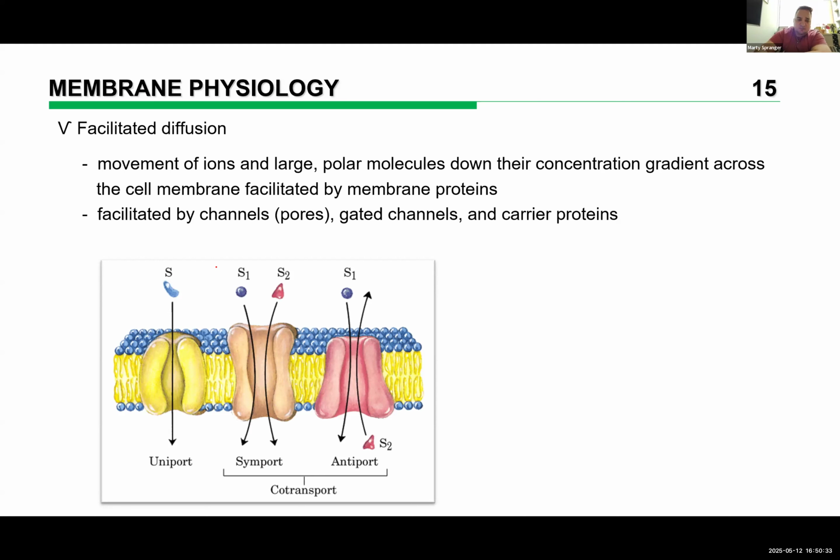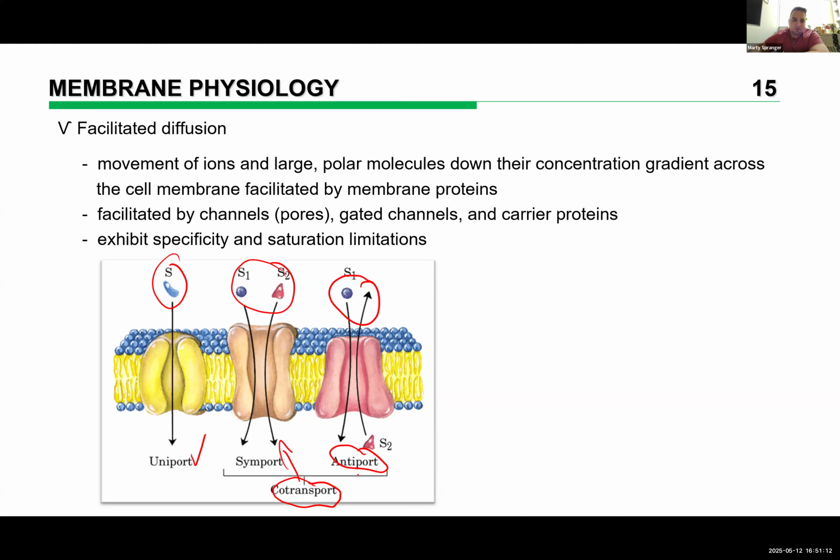And the carrier proteins can be uniporters. That means they carry one solute in one direction across the plasma membrane. They could be co-transporters, which means they carry two or more solutes. Doesn't have to be just two, but two or more in the same direction across the membrane. That subclass would be symporter. Or they carry two or more solutes in opposite directions across the membrane. And that subclass of co-transporter would be an antiporter. And we'll talk about plenty of uniporters, symporters, and antiporters in this class.